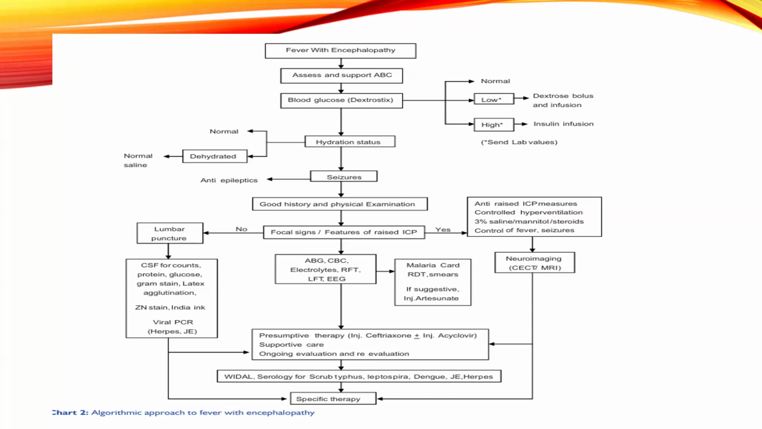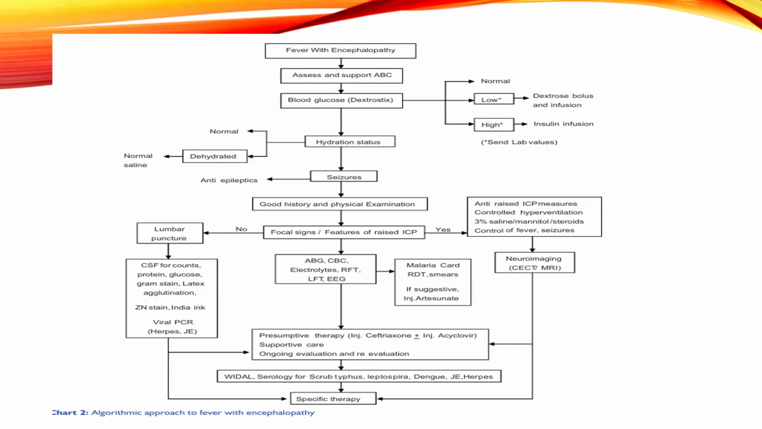Then assess for focal signs and features of raised ICP. If features of raised ICP are absent, then we will go for lumbar puncture. If it is associated with raised ICP, start the measures for raised ICP like mannitol and 3% normal saline, and consider neuroimaging.